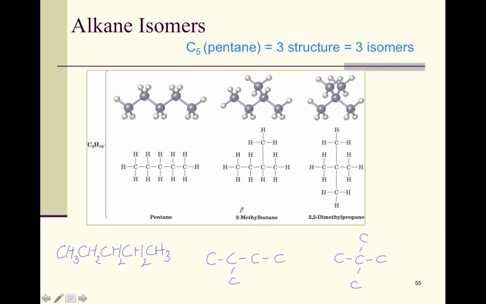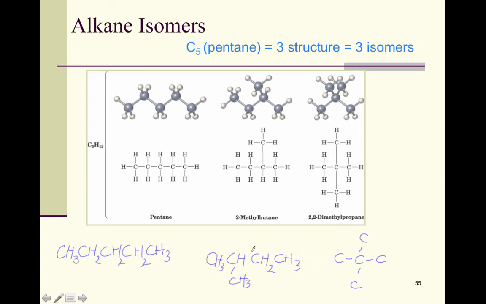Let's do our condensed structural formula for 2-methylbutane. This carbon needs how many hydrogens? 3. This carbon needs how many hydrogens? Okay, it has a bond to carbon, 1, 2, 3 bonds to carbon, so it only needs 1 hydrogen. This guy has 1 bond, so it needs 3 hydrogens. This guy needs 2, and this one needs how many?